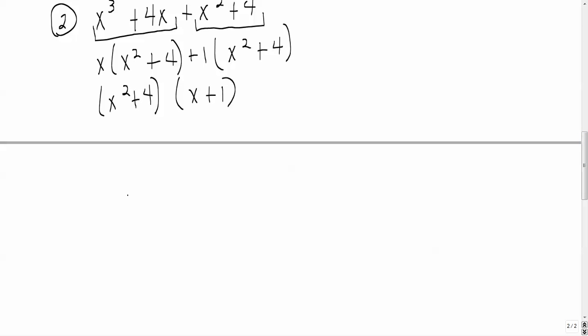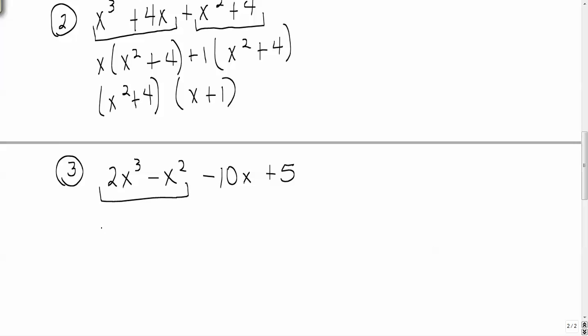Okay, let's do one more problem. Two x cubed minus x squared minus 10x plus 5. If we group the first two together, the common factor there is going to be x squared because they have the x in common, and the lowest power of x in those two terms is x squared. If you divide this first term by x squared, and like I said, if you need to write it, you can. That's going to leave you with 2x. And if you divide this one by x squared, that leaves you with 1.